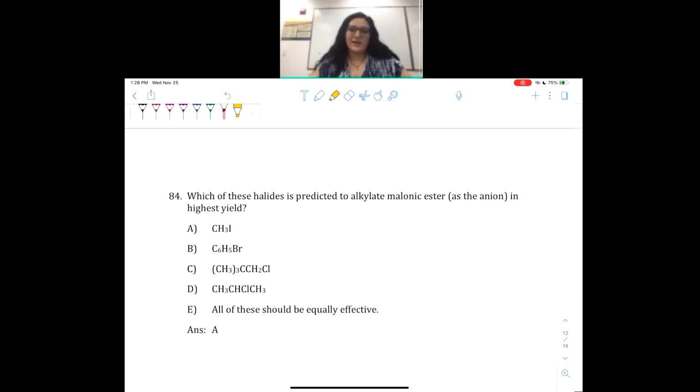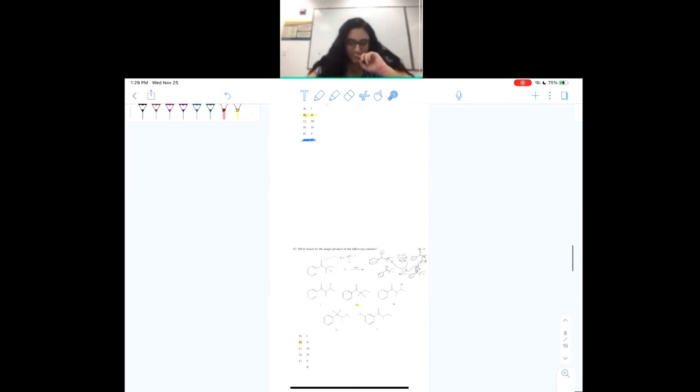So we haven't done the Malonic Ester reaction, but you guys can just remember that Malonic Ester wants the least steric hindrance. So we would want the alkyl halide that's the smallest or the least sterically hindered. And so out of these options, we know that A is the least sterically hindered. Good? Okay, cool.